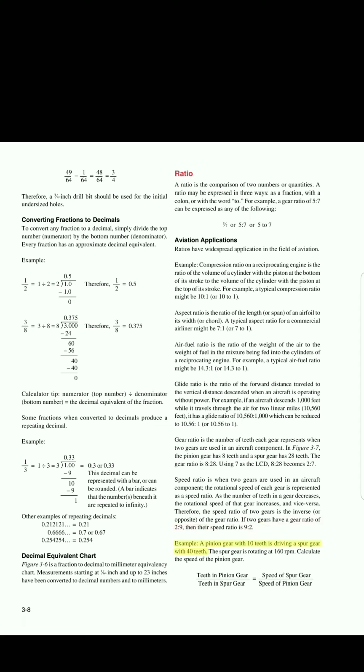Example: a pinion gear with 10 teeth is driving a spur gear with 40 teeth. The spur gear is rotating at 160 rpm. Calculate the speed of the pinion gear. Teeth in pinion gear over teeth in spur gear equals speed of spur gear over speed of pinion gear.